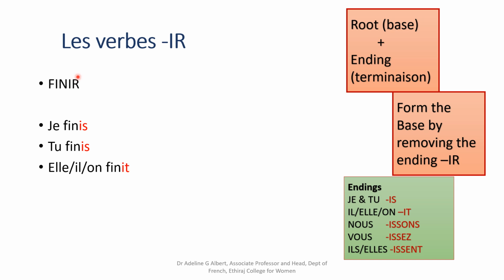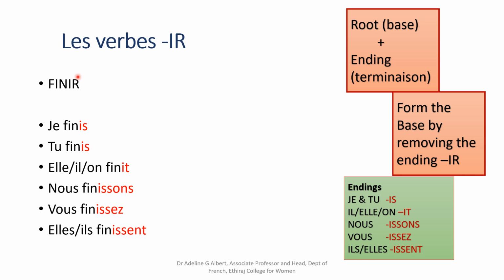F-I-N-I-T. Nous finissons, I-S-S-O-N-S. So you can see I've put the base in one color and the endings in red. So you will see how we join the base and the ending together and get your complete verb. Vous finissez, ils, elles finissent. D'accord?